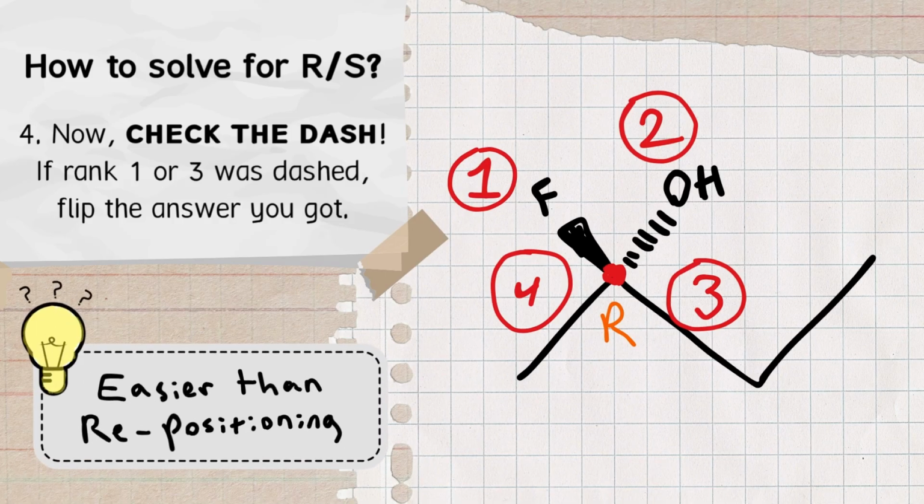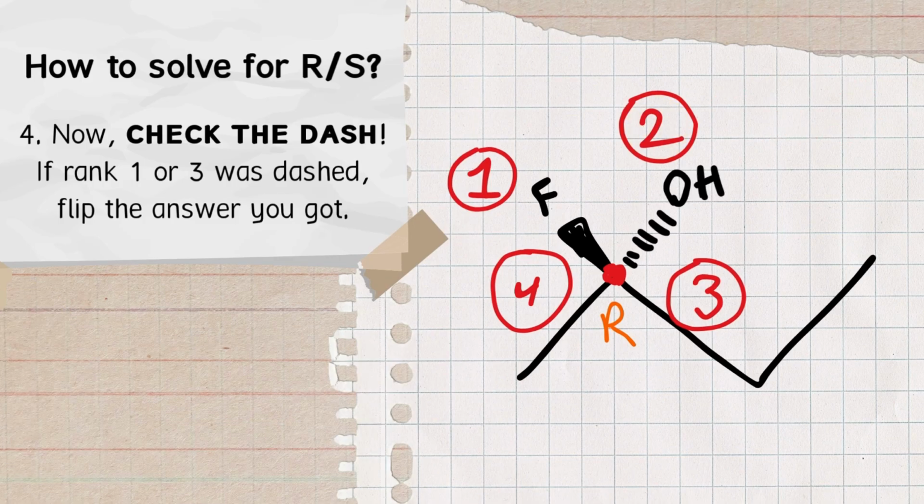If you're wondering why do we do this trick, some groups just need to not be in the back. Using this trick is easier than repositioning the molecule. Otherwise, you have to either redraw the molecule or spatially maneuver it in your head, and that can lead to error. In this example, rank 2 is dashed in back there, so we are A-OK, no need to flip. The final answer remains R.